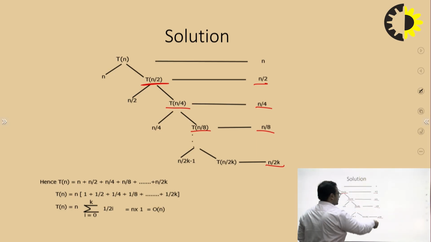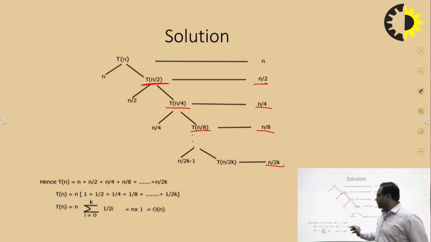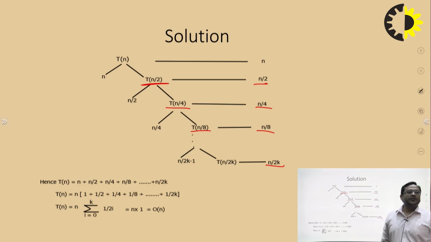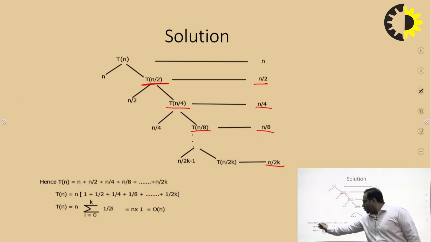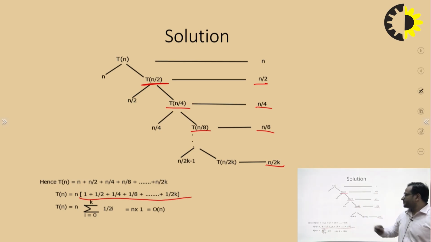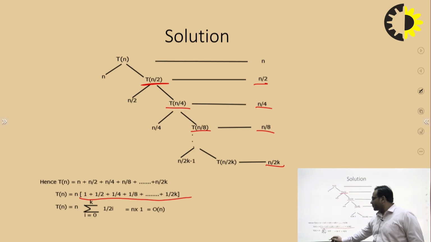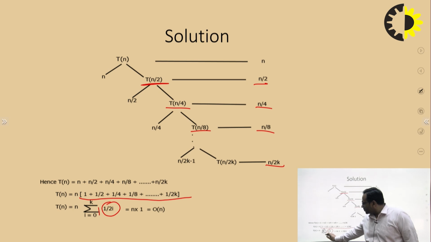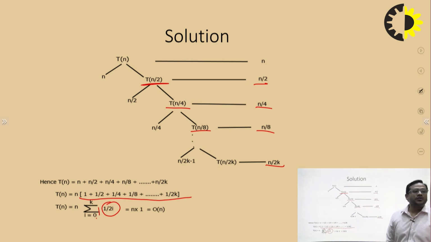What is the sum of this? Here is the series. We add all the terms: n, n/2, n/4, n/8, up to n/2^k. I take n common: 1 + 1/2 + 1/4 and so on. This is basically the summation of 1/2^i for i = 0 to k. This is basically a constant because it is from 0 to k, so it comes to about 1. So what is the complexity? The complexity is big O of n.